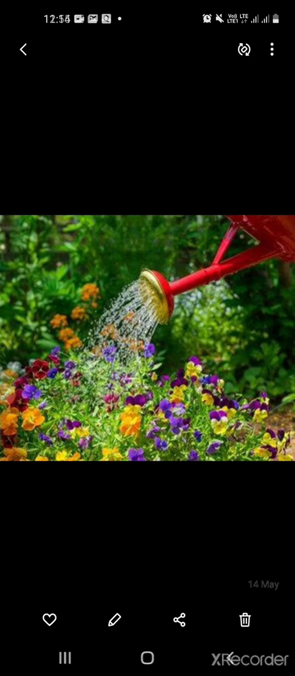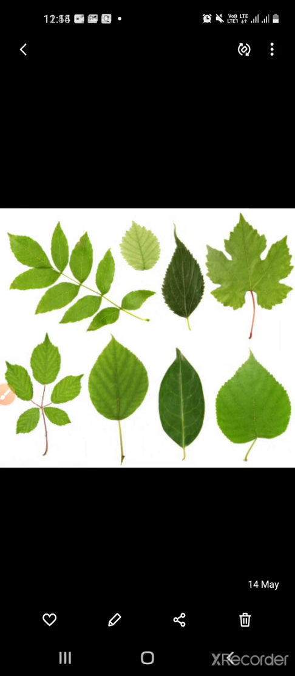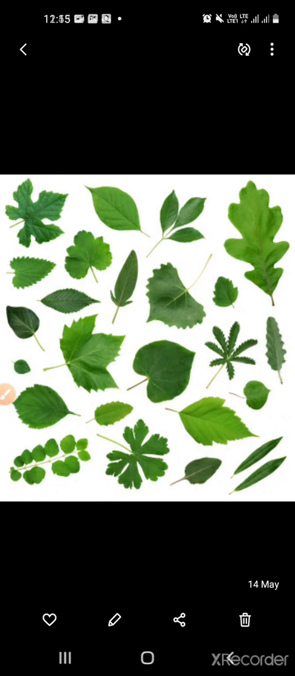Some of the revision work we have already done in our Zoom meetings, and some we will complete here, right? So let me show you some diagrams of leaves. Okay, see here, some leaves are here. So we are talking about food for plants. Children, the leaf has a main role in a plant.